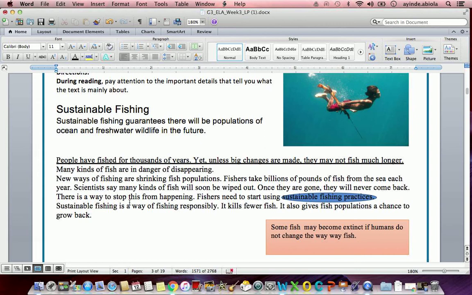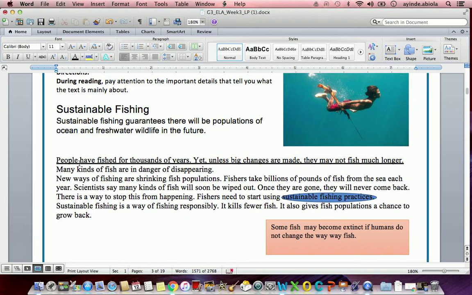There is a way to stop this from happening. Fishers need to start using sustainable fishing practices. Sustainable fishing is a way of fishing responsibly. It kills fewer fish. It also gives populations a chance to grow back.